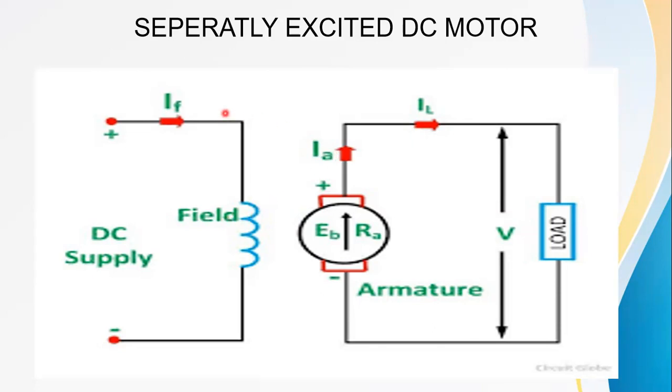Here IF is the field current, IA is the armature current, which is equal to the line current, EB is the back EMF, and RA is the armature resistance. So this is the separately excited DC motor circuit diagram.